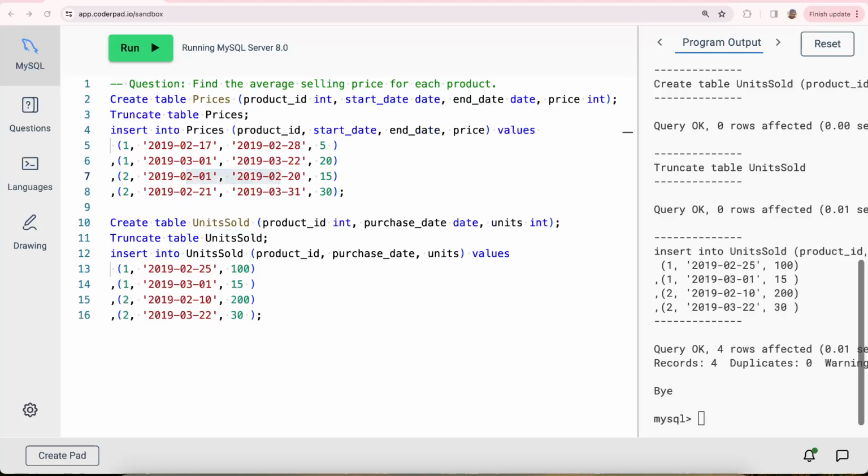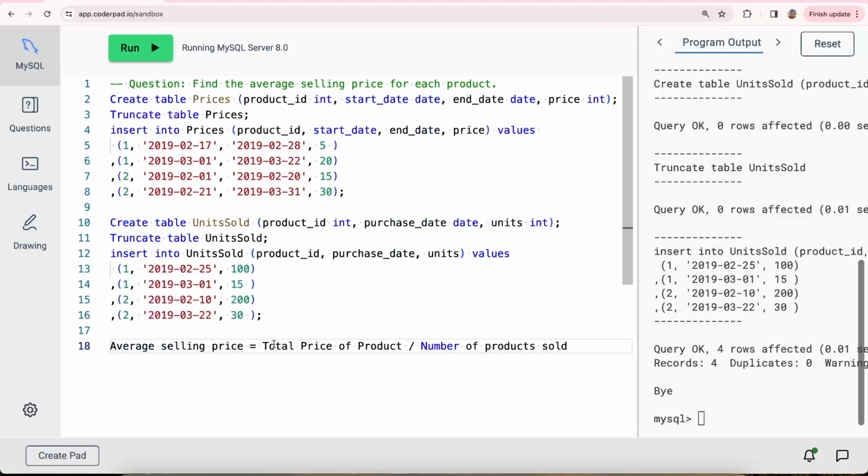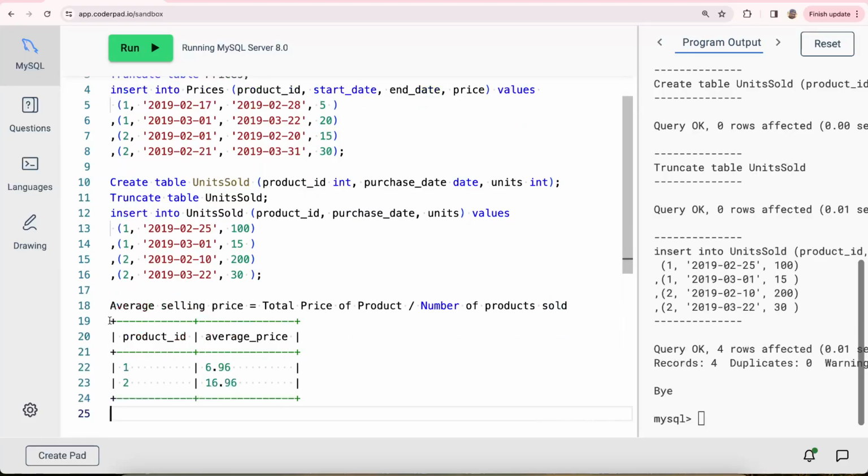What we are expected to do is write a solution to find the average selling price for each item. The average selling price is equal to the total purchase price of the product divided by the number of products sold. When you say total purchase, that means the product price into the units sold on a particular day. The expected output is the product ID and the average price of each product. Okay, so this is what we have to display. Let's see how to do that.